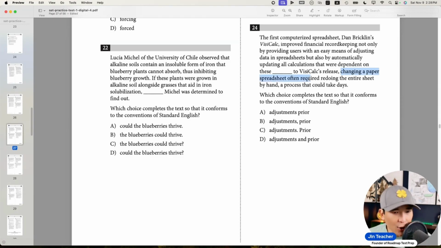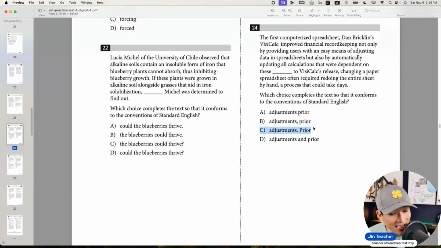Changing a paper spreadsheet often required redoing the entire sheet by hand is a complete sentence, right? So I can get rid of D as well, right? Notice how D kind of sounds okay because the word and flows really well when you read the sentence. But remember, you have to have the comma plus the and. If you had the comma plus the and, that would be grammatically okay. So in this case, get rid of D too. And this is why C here is going to be the only answer that works.